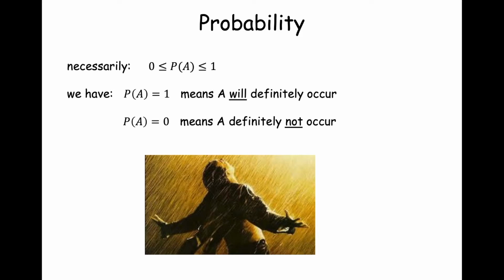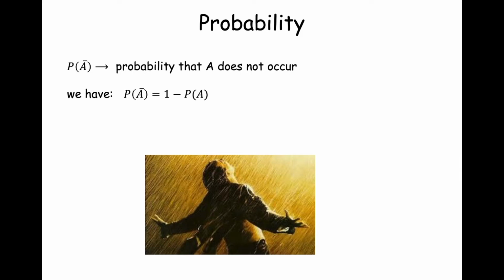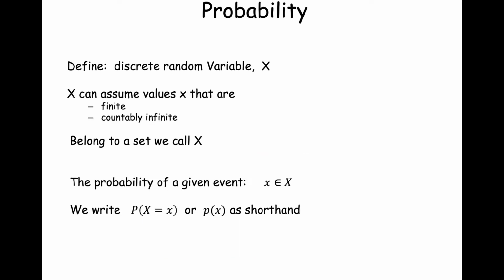A probability of 1 means A will definitely occur, or you observe it. A probability of 0 means that A definitely will not occur. And so we look at the probability that A does not occur, not A. That's 1 minus the probability that A occurs, because of this law of total probability. We can introduce more definitions.